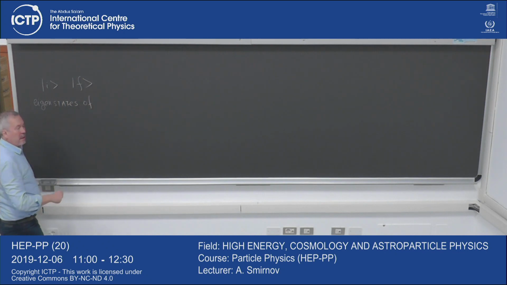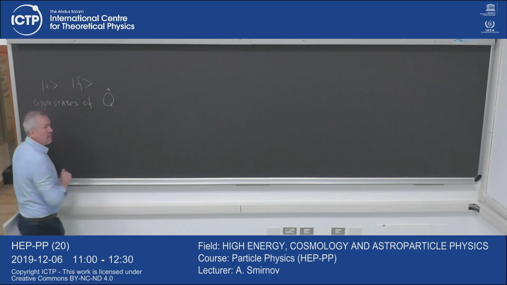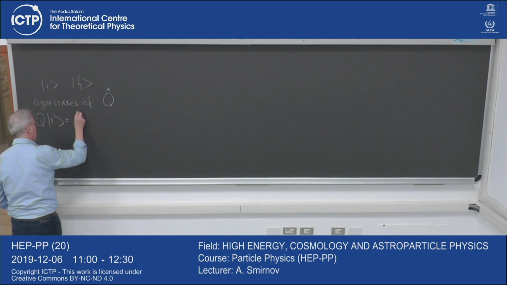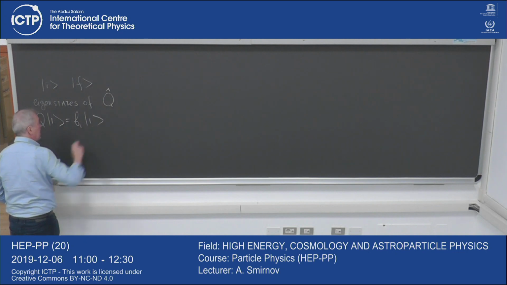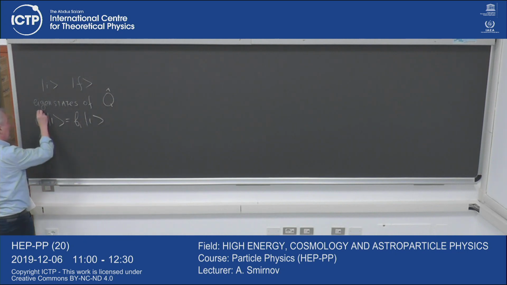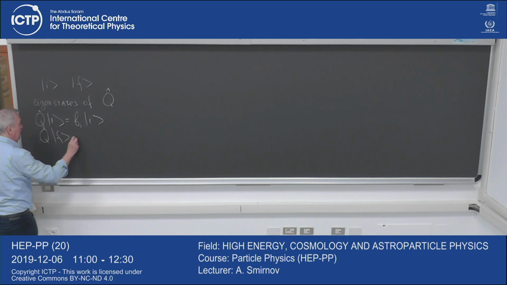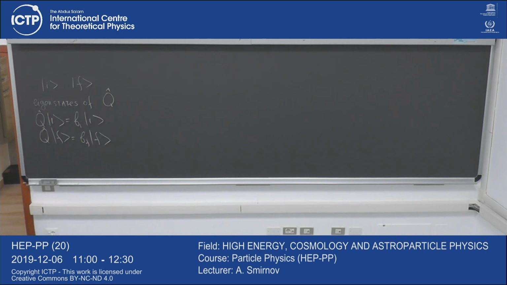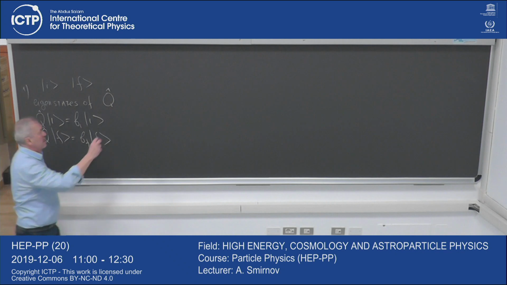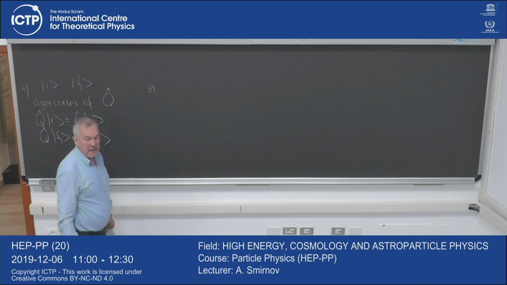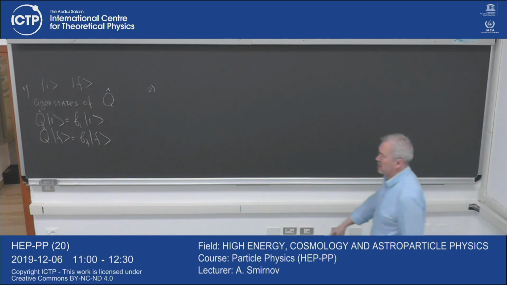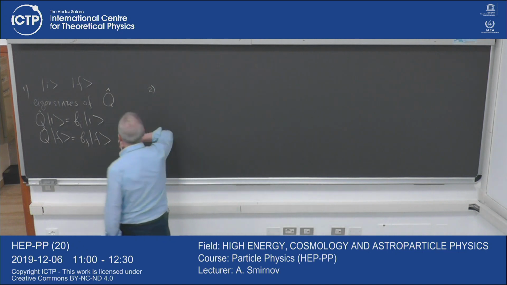Eigenstates of the operator Q, which corresponds to some physical quantity. This means that Q acting on I is, say, bI. This is the meaning, right? And then Q acting on F is bF. So that is the first assumption. Second, let us assume that the Hamiltonian is invariant with respect to symmetries associated to Q.